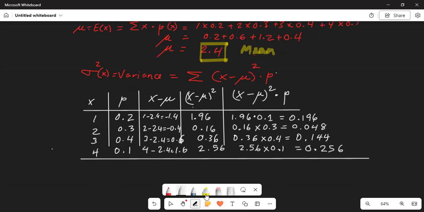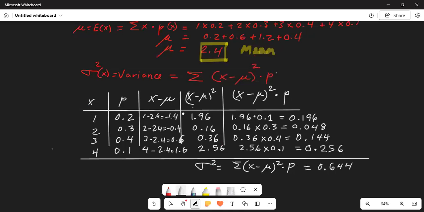So we are going to add the last column. The sum of (x minus mu) squared times p is equal to the sum of these four numbers: 0.196 plus 0.048 plus 0.144 plus 0.256, which is 0.644. And that is equal to your sigma squared.